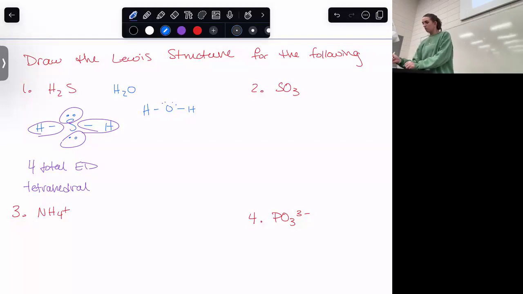Awesome. What about SO3? How did we draw this one? What element's in the center? Sulfur's in the center. Or I guess, before we even start drawing that, how many valence electrons should we have with this one? We should have 24 total electrons. So we have S in the center. How many bonds is sulfur making? 3. With oxygens on the outside. What goes around those oxygens?